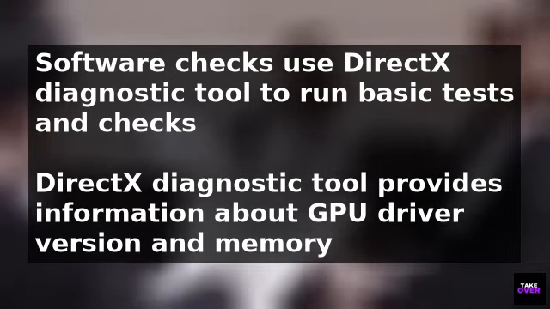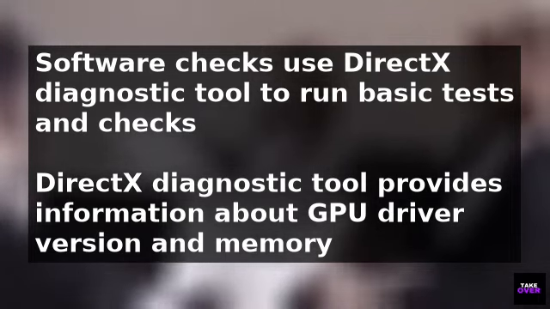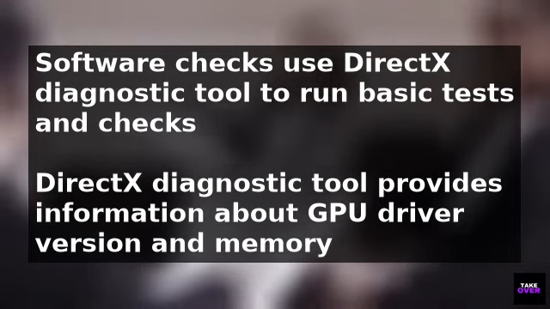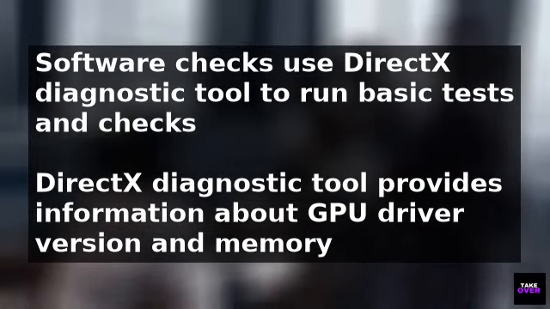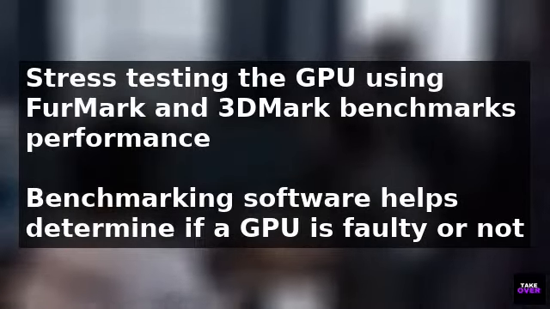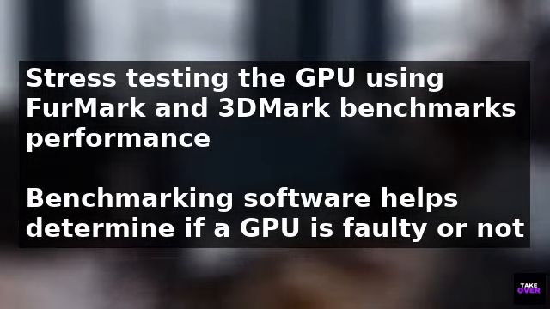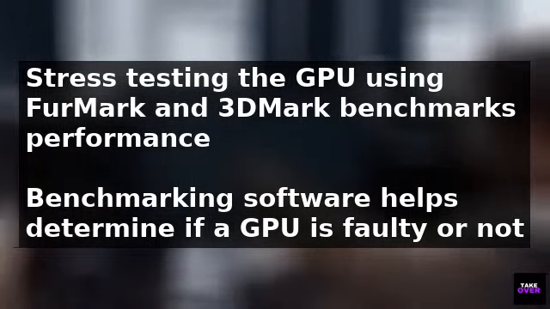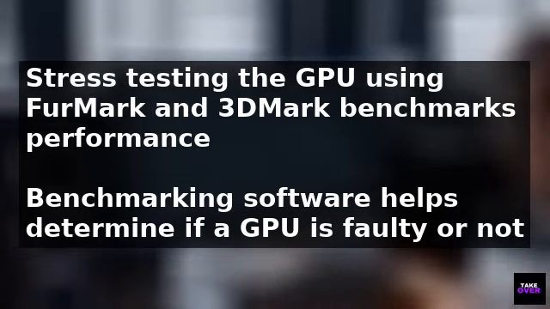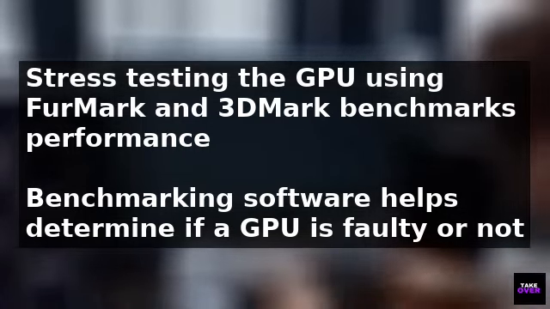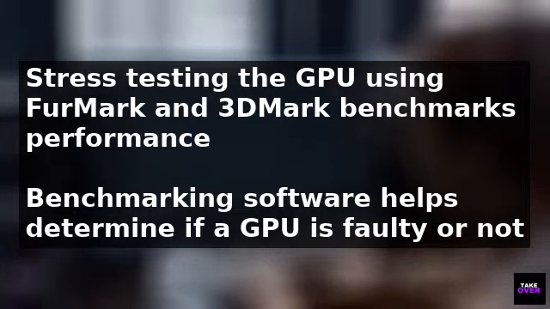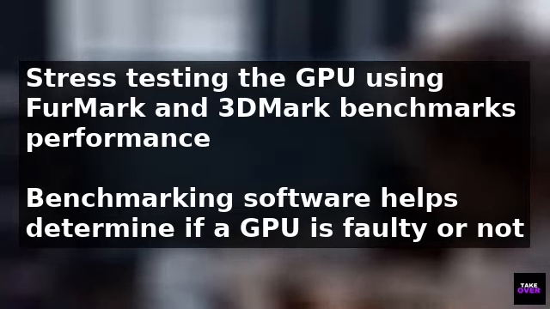If uncertainty still exists, stress testing the GPU using benchmarking software is the next step. Tools like FurMark and 3DMark can be used to put the GPU through its paces. FurMark is a free tool that stresses the GPU by using a fur rendering algorithm, pushing it to its limit while displaying temperature, fan speed, and power usage.